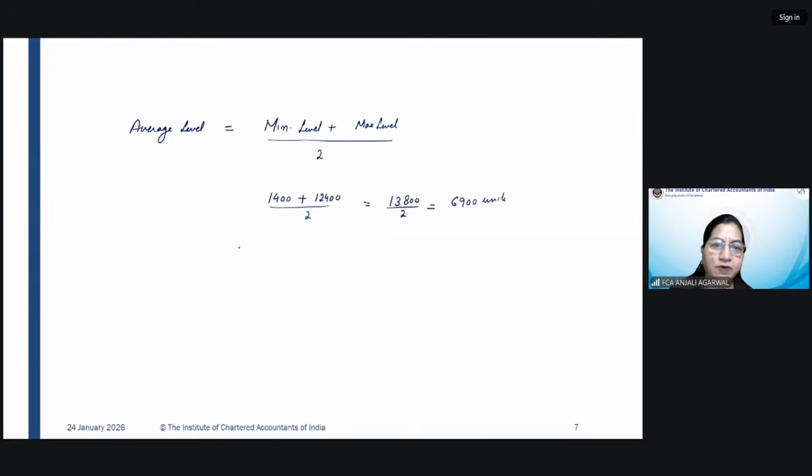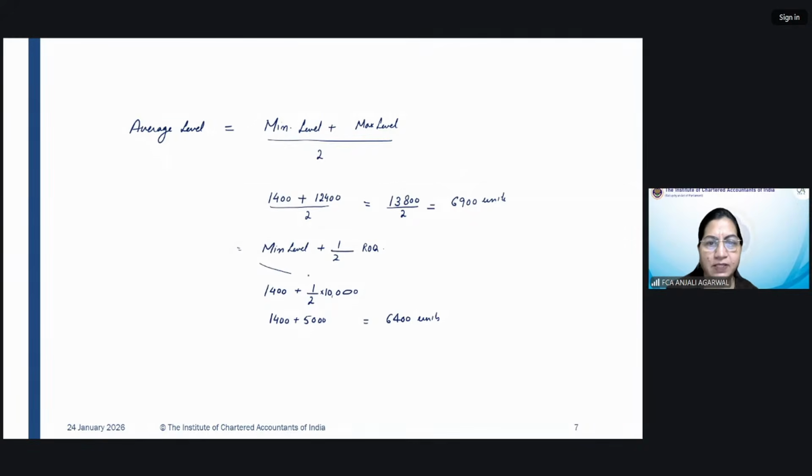Alternatively, average level may also be calculated as minimum level plus half reorder quantity. So minimum level is 1400 plus half of reorder quantity was 10,000. This will give us the answer 1400 plus 5,000. You will get a different answer using this alternate formula.